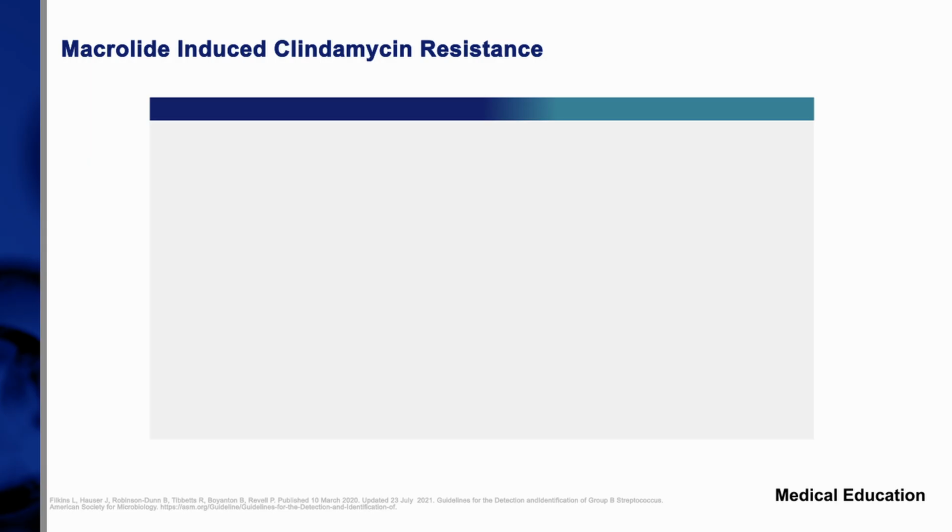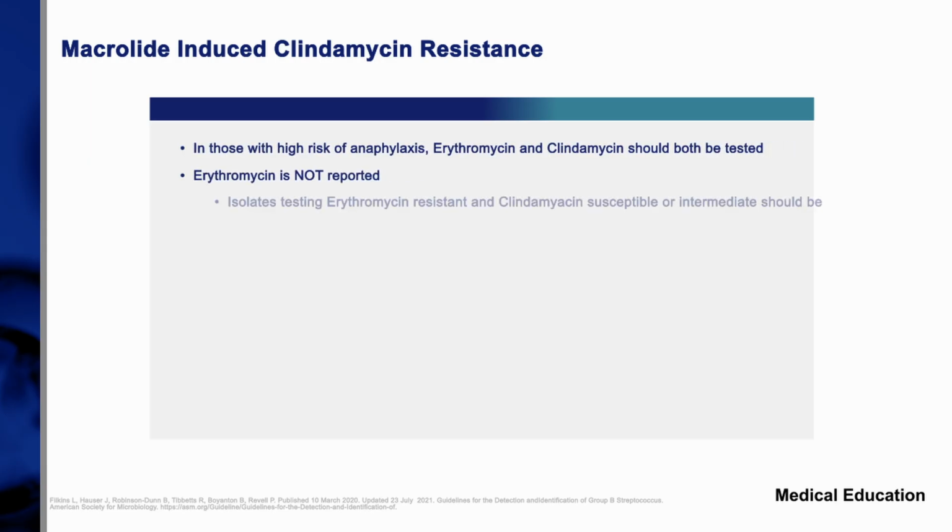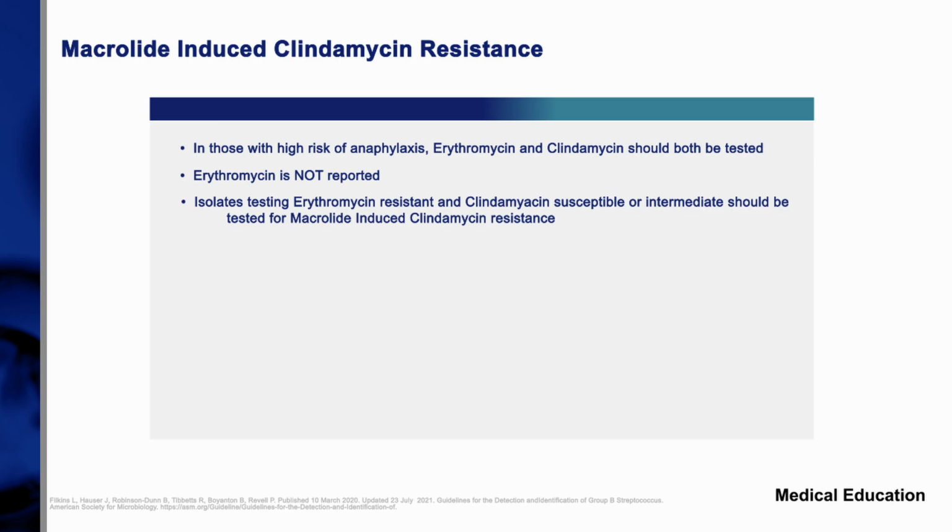So I think it's a really nice visual, because while you can do this with broth microdilution, and there are FDA cleared automated tests, the go-to is if isolates are erythromycin resistant but clindamycin susceptible or intermediate, they need to be tested for macrolide-induced clindamycin resistance. If they're sensitive to both erythromycin and clindamycin, then broth microdilution and regular AST methods are fine.